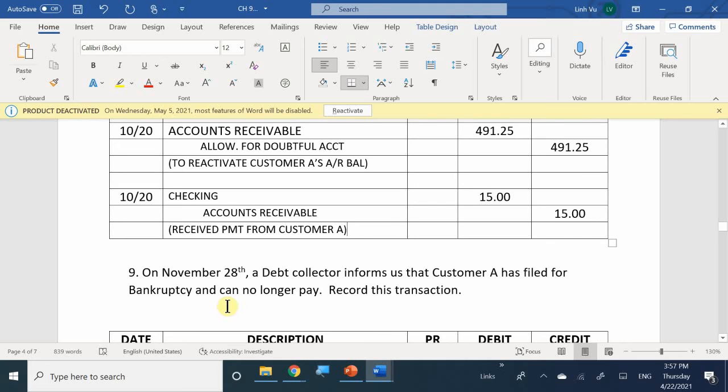Now question number 9 says, on November 28th, a debt collector informed us that customer A has filed for bankruptcy and can no longer pay the remaining amount that she owes us. So in this case, how are we going to record this transaction?